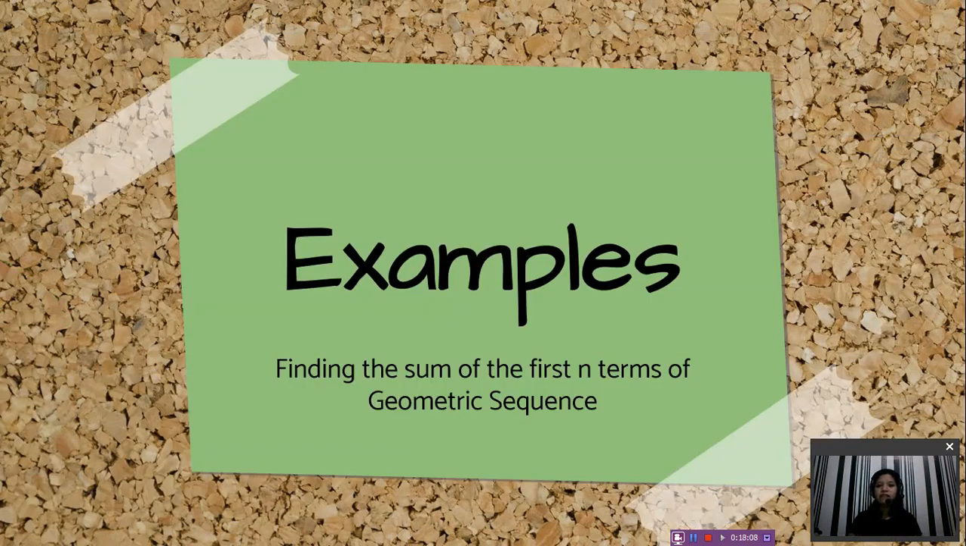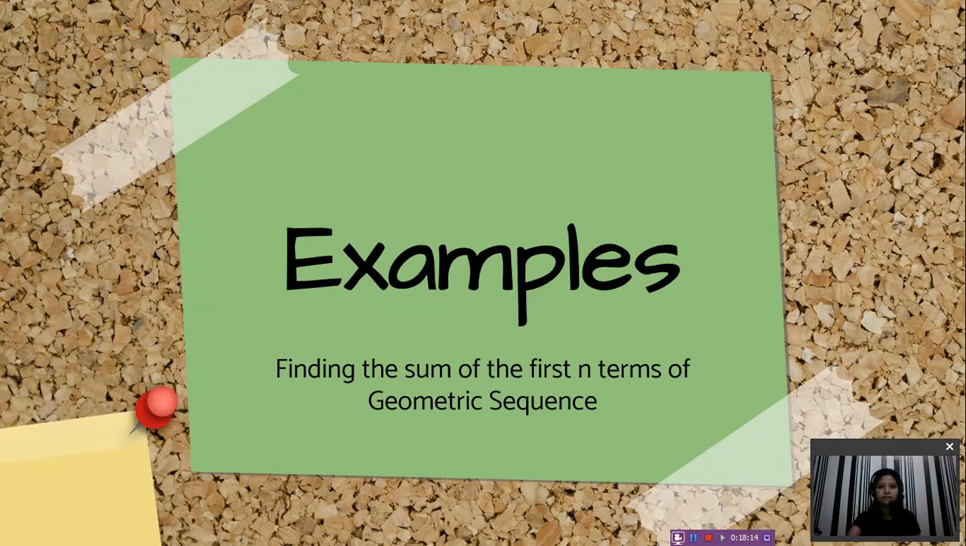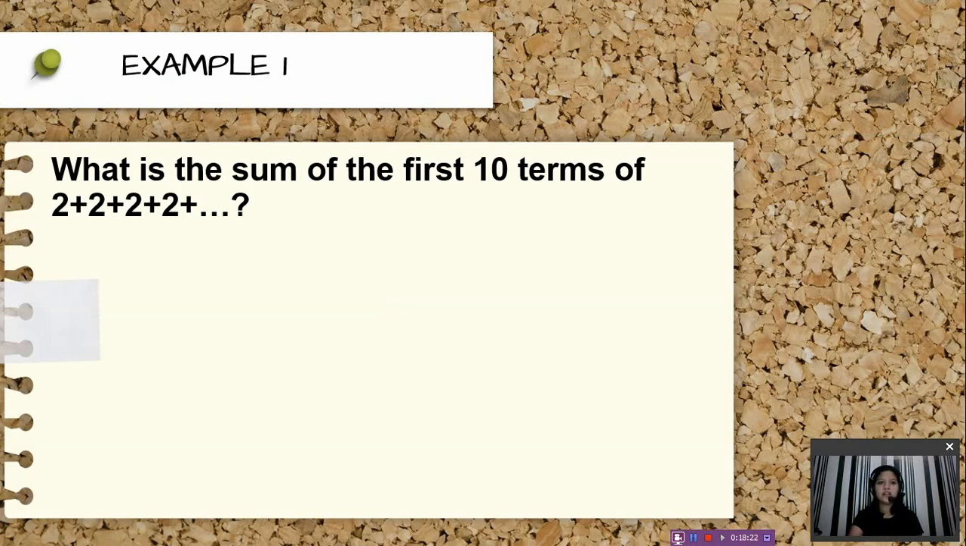Now, let us have examples in finding the sum of the first n terms of a geometric sequence. What is the sum of the first 10 terms of 2 plus 2 plus 2 plus 2, and so on and so forth? Let's identify the given first. Our a sub 1 is 2. r is 1. And n is 10. Why 10? We need the first 10 terms.